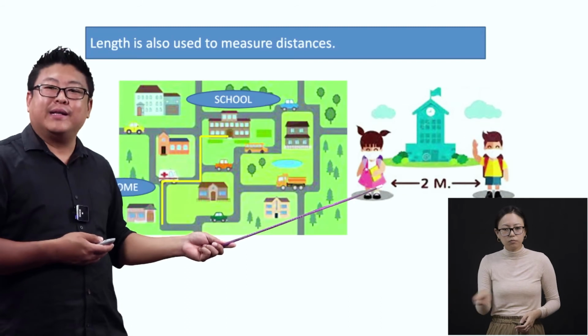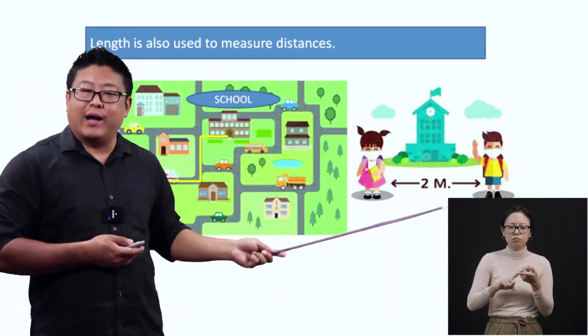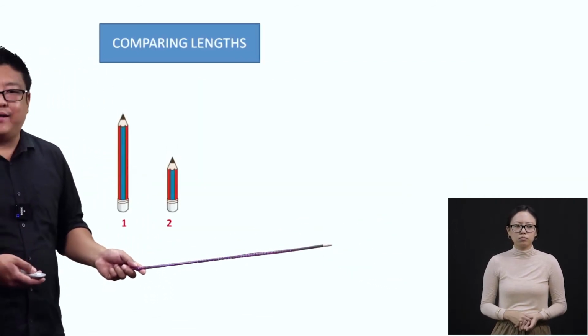So that is also a distance, okay? A distance of 2 meters from one another, all right, children? Now, we will compare lengths, okay?